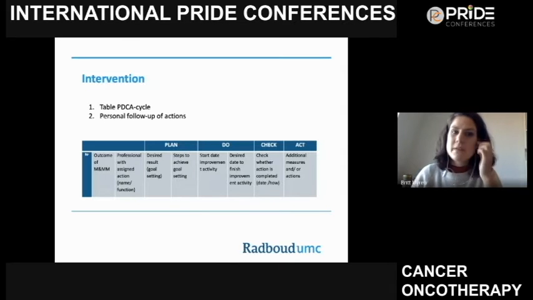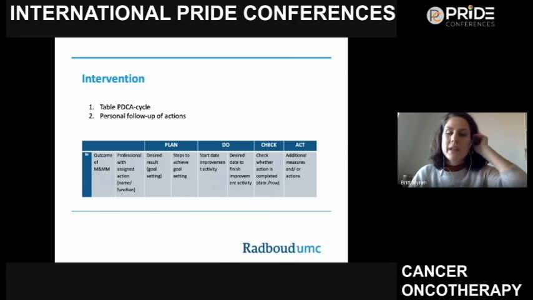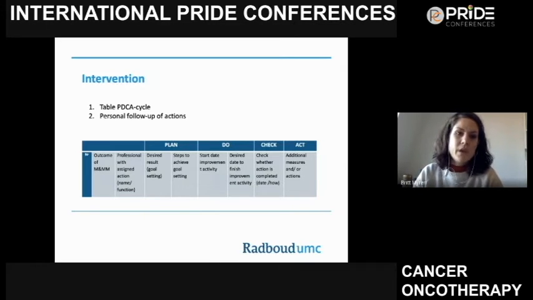Yeah, so we developed a table that includes the PDCA cycle, and we used that every meeting. And I was the one who kept the outcome of the meeting. We assigned a professional to each task. We planned how we could get to the result.